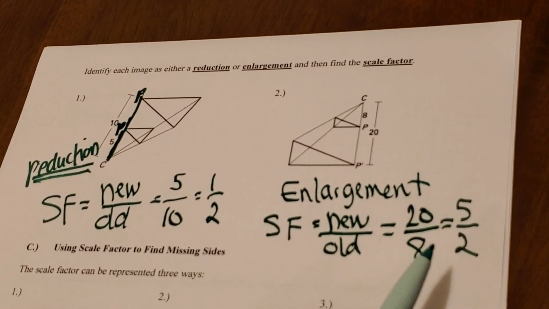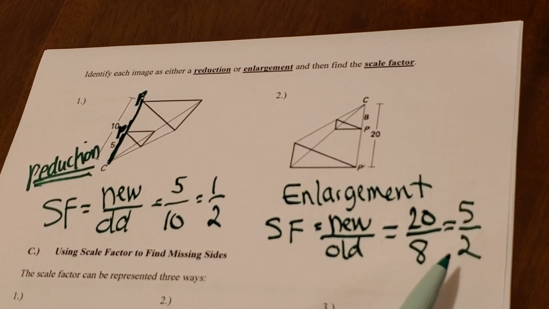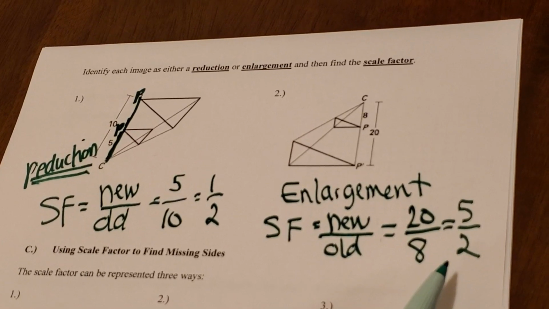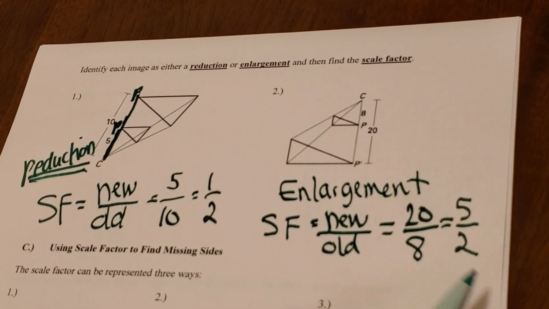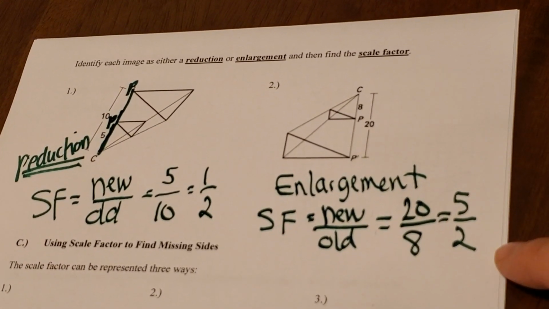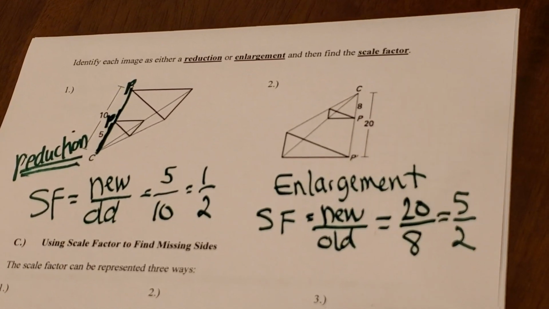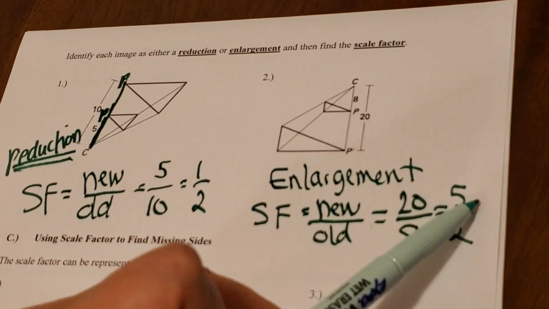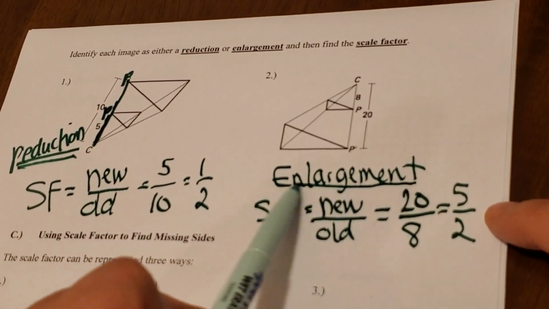So be really careful with this. Just because it's a fraction doesn't mean that it's automatically a reduction, because 5 divided by 2 is going to be 2.5, which is bigger than 1. So that proves that this is an enlargement.